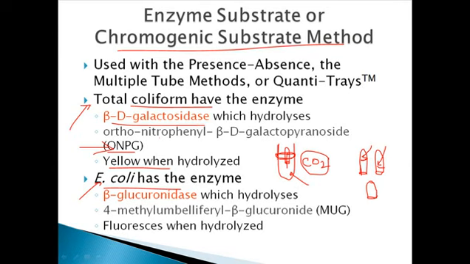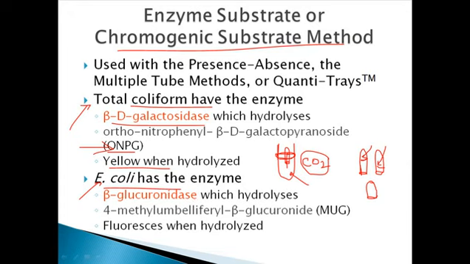So that is an enzymatic assay. The first assay I have talked about here is a gas production assay. The second assay is the enzymatic assay. This enzymatic assay not only helps us to determine the total coliform, but it can also help us to determine whether a fecal coliform like E. coli is present in water or not.